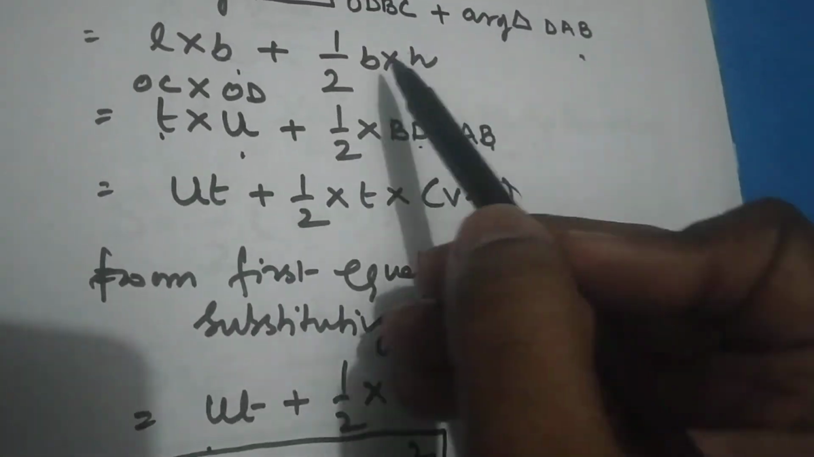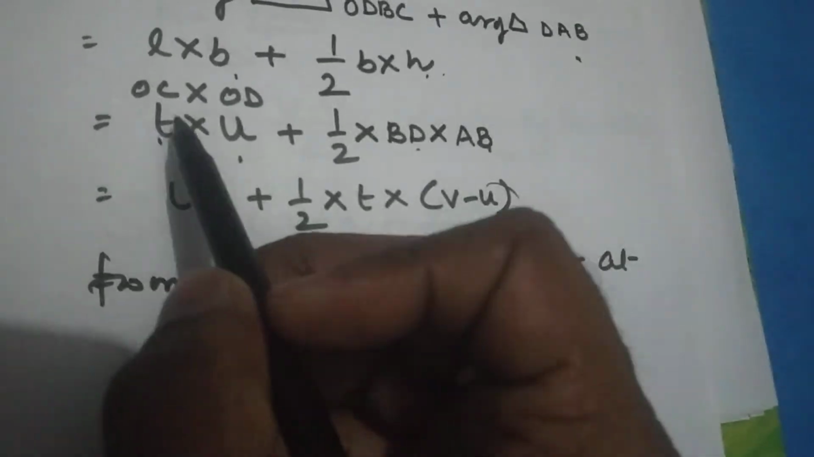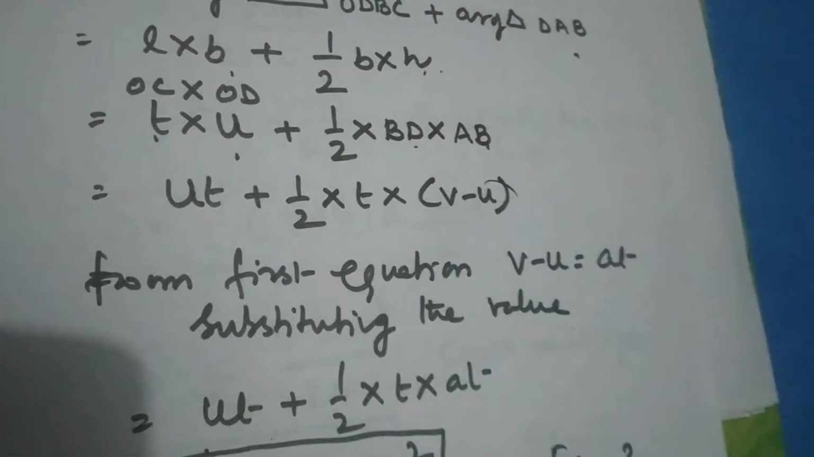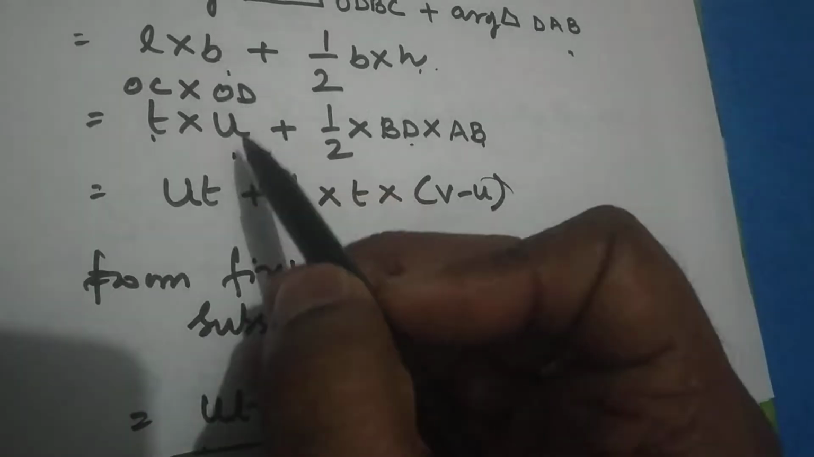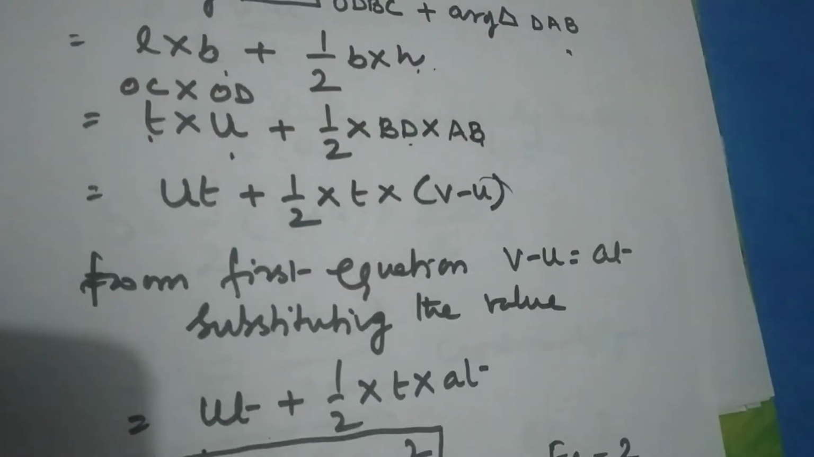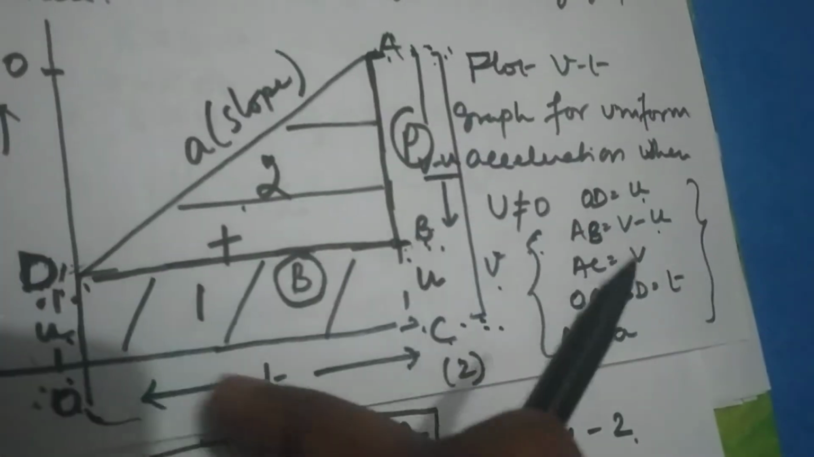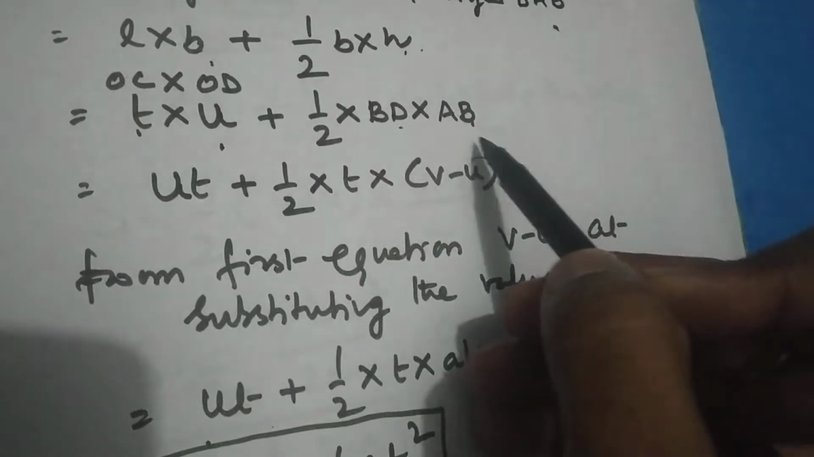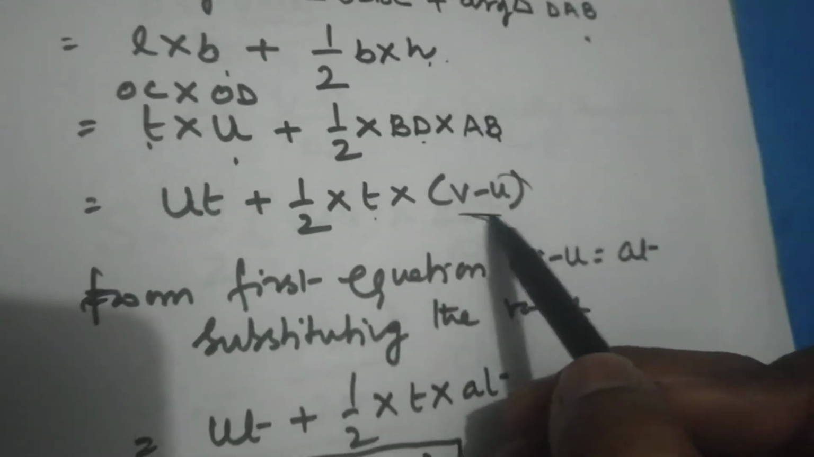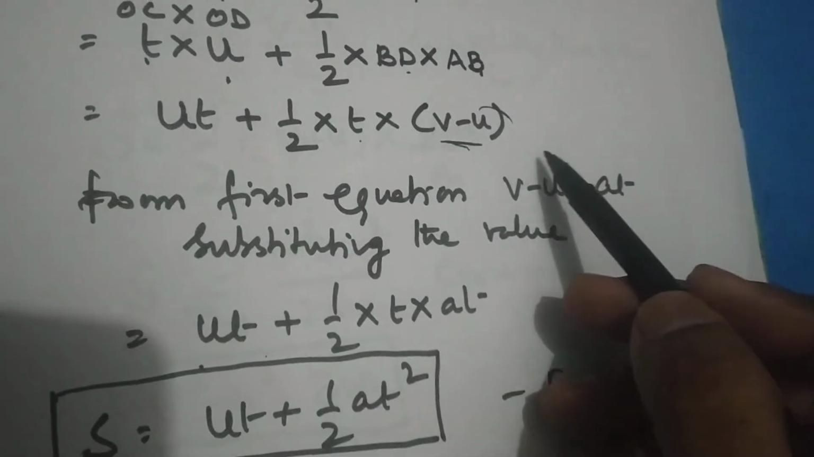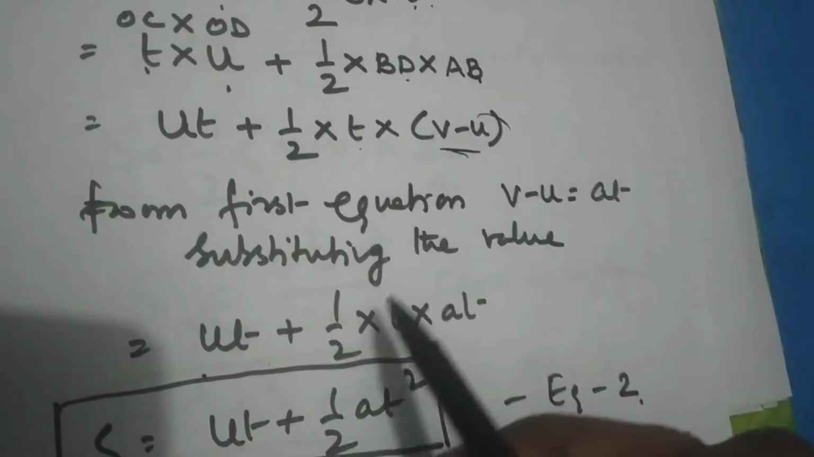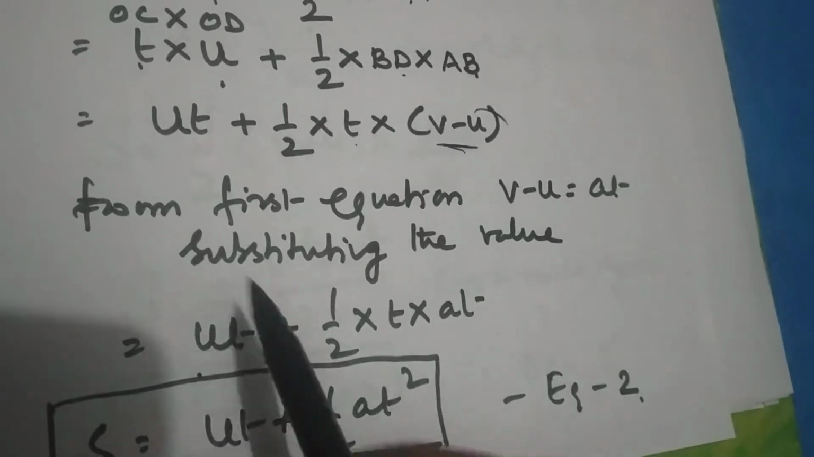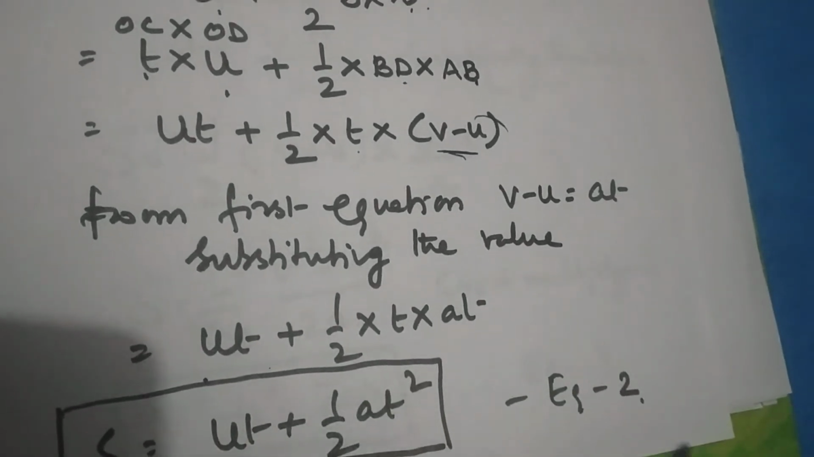Area of rectangle is L into B, area of triangle is half base into altitude. So this time is OC. Already I have told you OD is the base. From the triangle again I am showing you. This is the length, this is the breadth. So you multiply U into T. And from the triangle, half base BD into altitude AB. AB what we have taken? V minus U. From the first equation V minus U is equal to 80. So you can put the 80 value here and straightforward you get equation number 2.